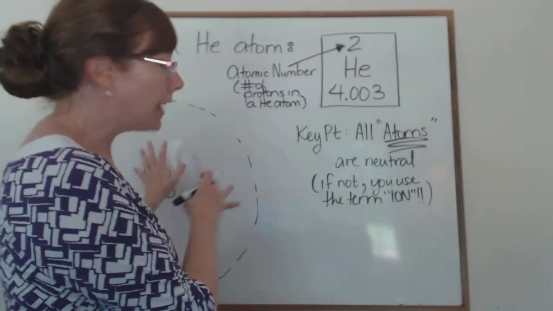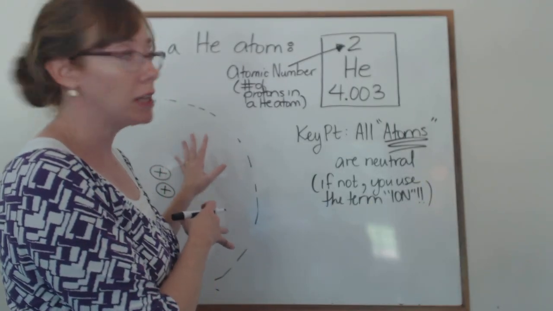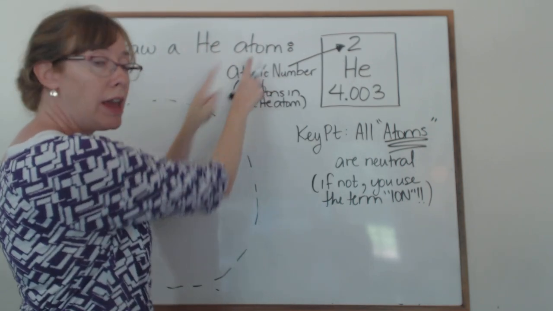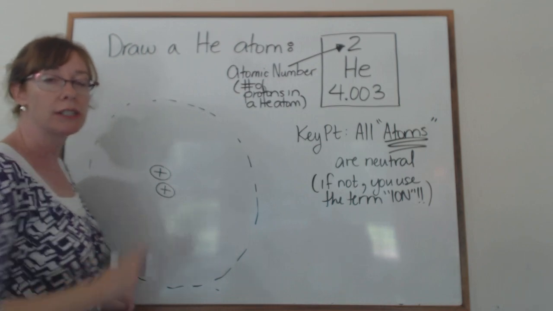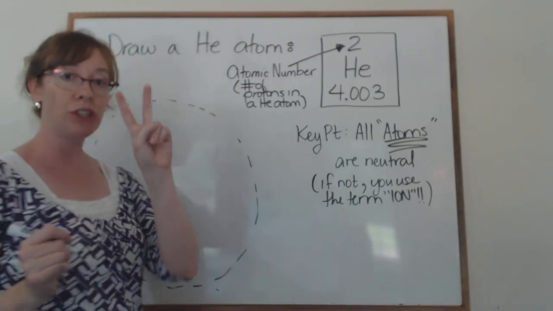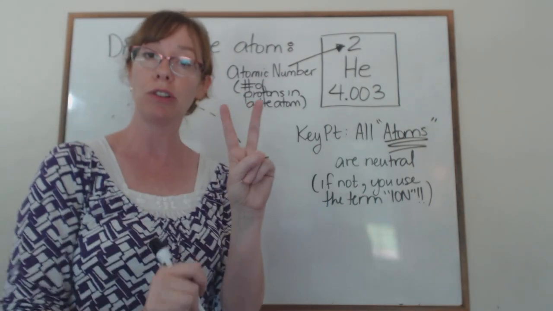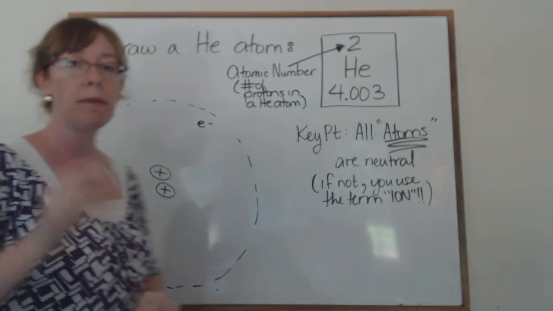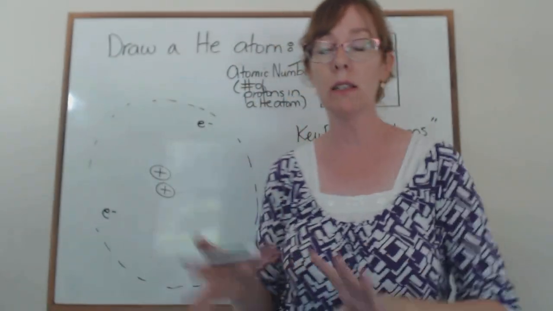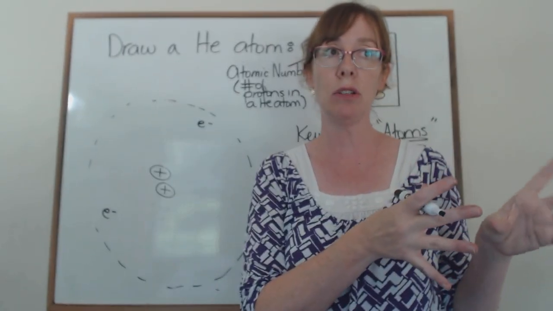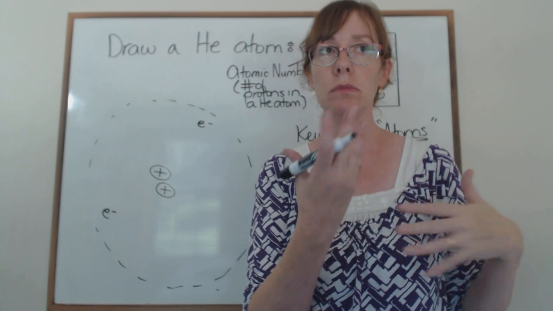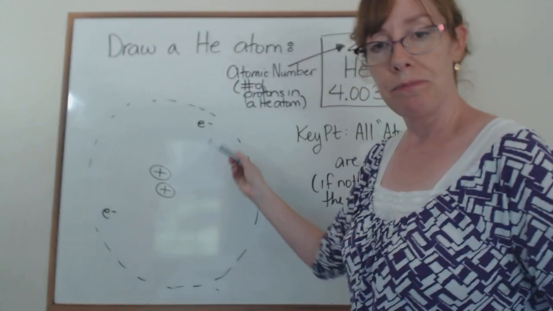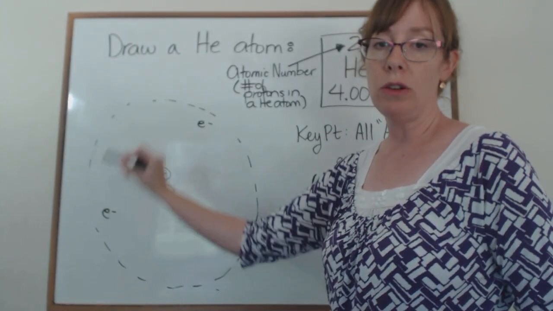So that tells you another thing. It tells you the number of electrons, because if I'm drawing a helium atom, it must be neutral. And if I have two positive charges in my nucleus, I must have two negative charges, or two electrons, floating around in my electron cloud. And for now, we'll put them anywhere. We will learn about orbitals in this course later in the semester, come chapter 8 or 9 or something like that. I can't remember. But anyways, for where they live, just put them outside the nucleus.